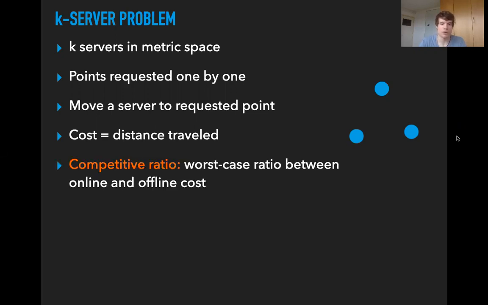As usual in the area of online algorithms, the performance of such an algorithm is measured by the competitive ratio. So that's the worst case ratio between the cost of the online algorithm, which does not know the future requests, and the cost of an offline algorithm that could compute the optimal solution, knowing all the future requests.